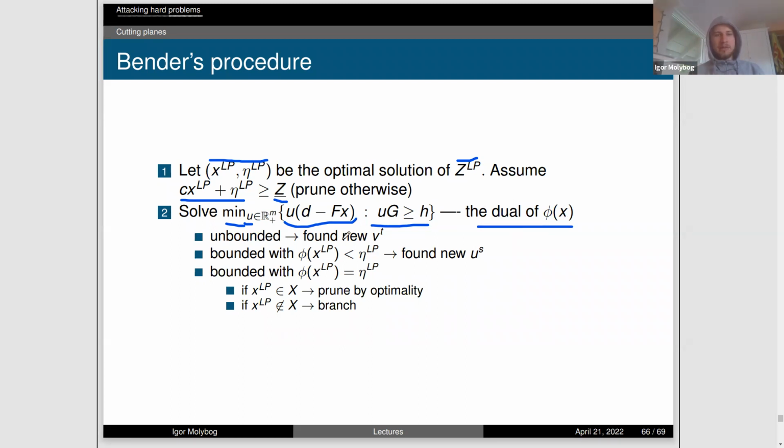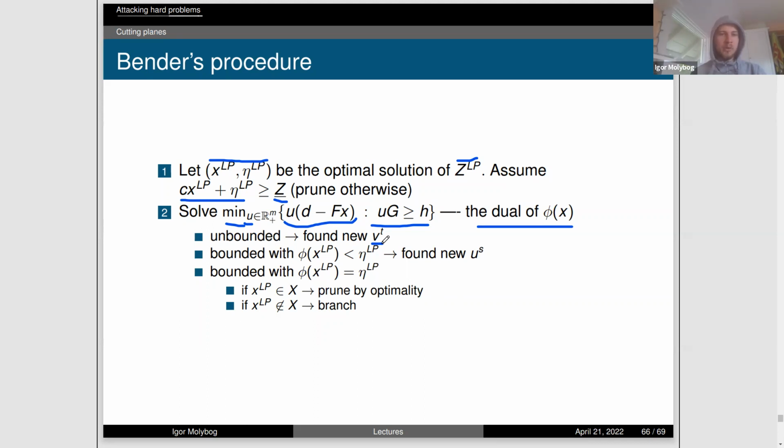If it is unbounded, then we have found a new direction, a new extreme ray. Essentially all of the solvers for the LP problems, for the linear programming problems, will find you a proof of unboundedness if a problem is unbounded, and this proof of unboundedness is going to be an extreme ray.